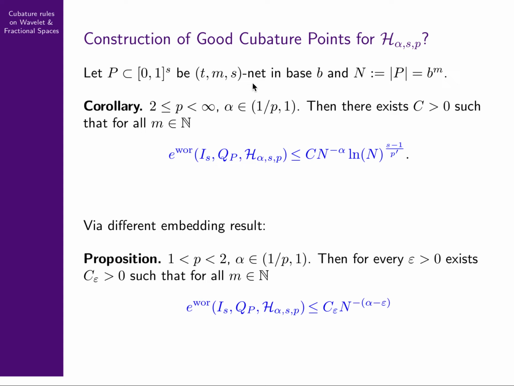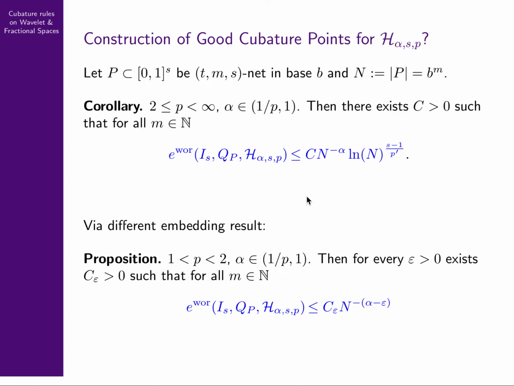So let again P be a TMS net in base b, and let capital N be the number of points in this net. Our corollary is now the following. If p is a real number between 2 and infinity, and alpha is between 1 over p and 1, then there exists a constant capital C, such that for all natural numbers m, we have the following. The worst case error of integrating this integral with the help of the QMC cubature rule over the space of fractional smoothness of S-variate functions is bounded from above by C times N to the power minus alpha times ln N, the logarithm of capital N, to the power (s minus 1) divided by p prime. That was exactly the upper bound that we got in the Haar wavelet setting, and it transfers, due to the embedding results, directly to this setting of fractional smoothness.